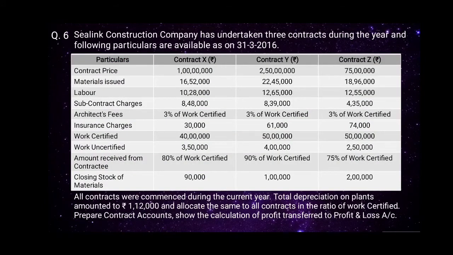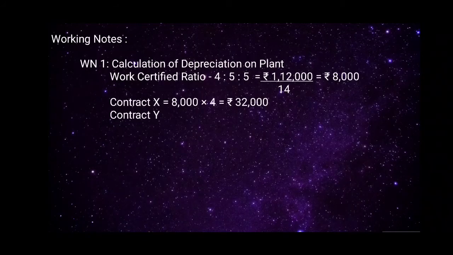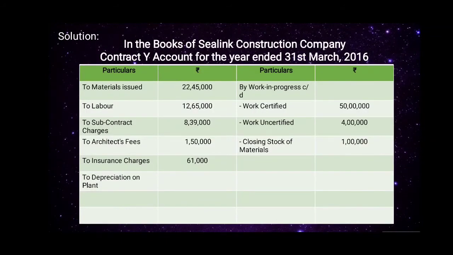Now let us record the amount of depreciation. So to depreciation on plant, we need to prepare a working note. Working note number 1, calculation of depreciation on plant. We have calculated it earlier. So for contract Y, it will be 8,000 into 4, that is the ratio for contract Y, which is equal to rupees 40,000. So we'll record it to depreciation on plant, amount is 40,000.